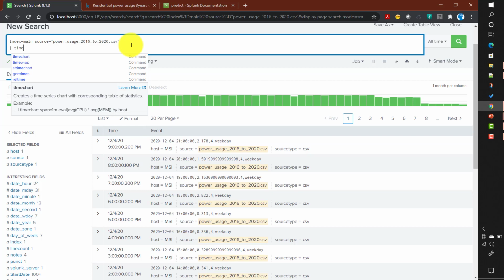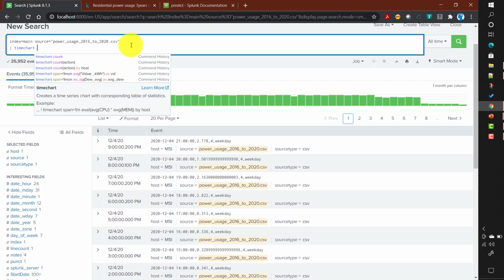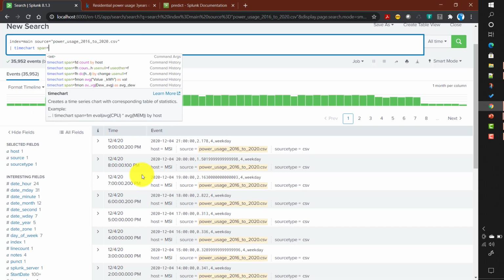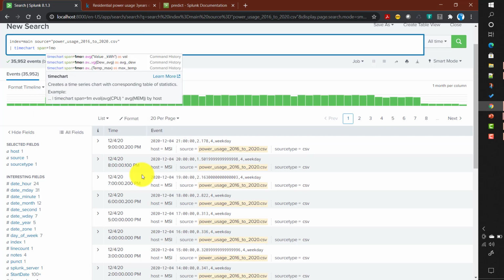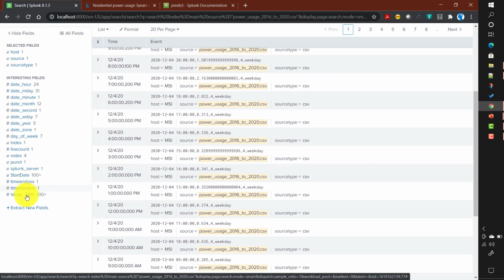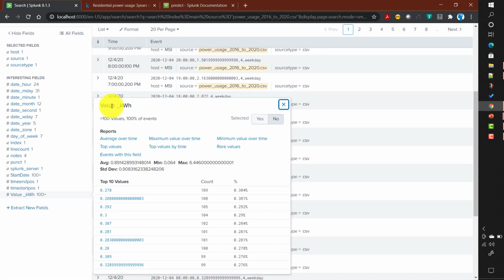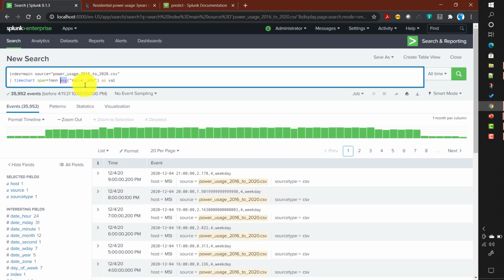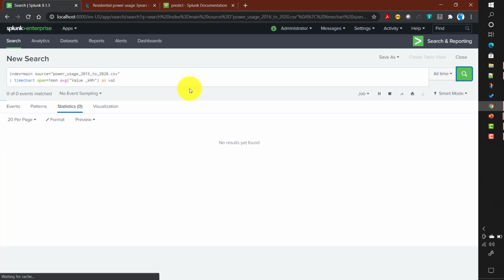Now, as this particular data has been taken every day, what we'll be doing is a monthly analysis, okay? So that's why I'll be writing span equals 1 month, and I will be taking the average value of the kilowatt hour. If I show you over here, this is the kilowatt hour field name, so that's why I am taking the average of that particular field name as value. So this will be my time chart value, okay?